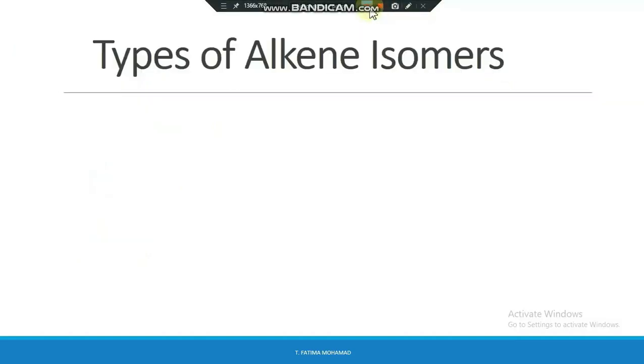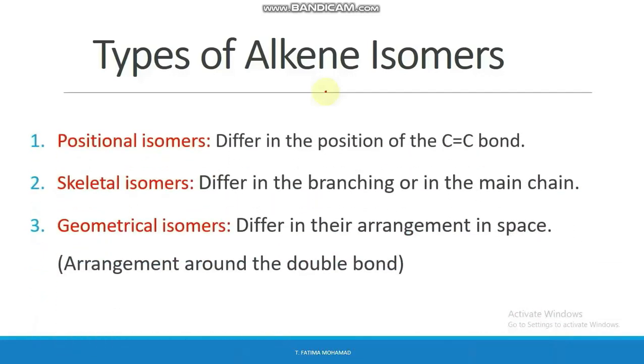Okay, so let's now discuss the types of alkene isomers. First, we have to recall what isomers are. Isomers are compounds that have the same molecular formula but different structural formulas. Alkene isomers are of 3 different types: positional, skeletal and geometrical. Positional isomers differ in the position of the double bond. Skeletal isomers differ in the branching or the main chain, and geometrical isomers differ in their arrangement in space.